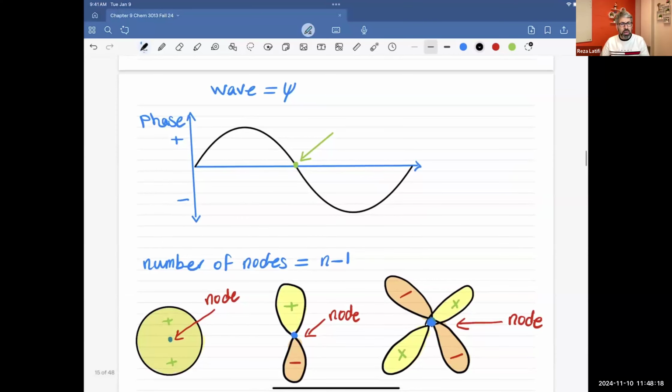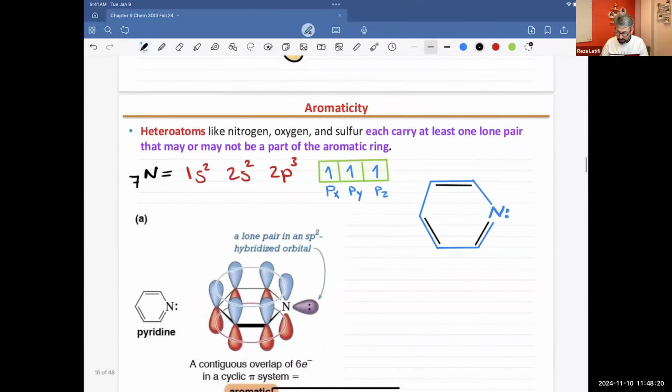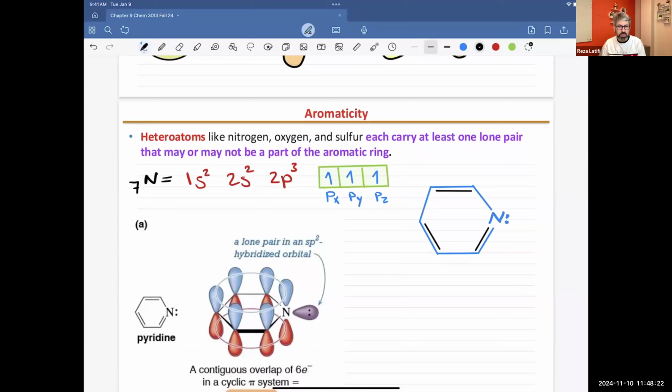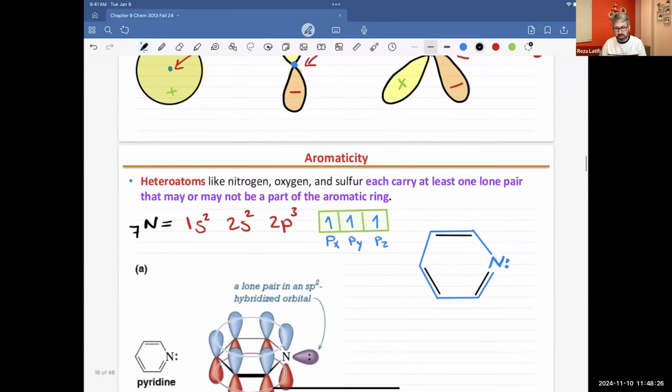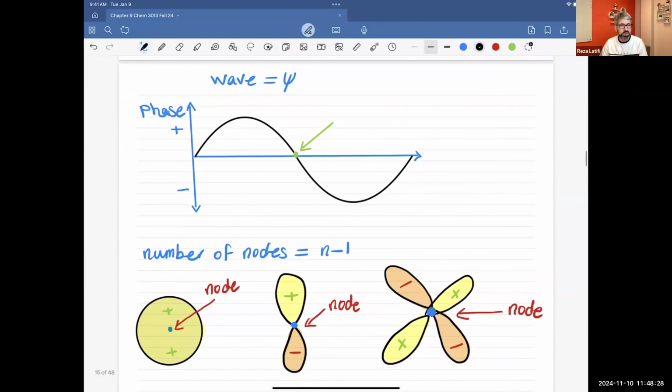Now, I want to talk about whether a molecule like pyridine is aromatic or not. In order to open that discussion, I need to talk about nodes and the orbitals that are involved. And that's going to be a good subject, but for another lecture. For now, let's stop the lecture here, and thank you very much.